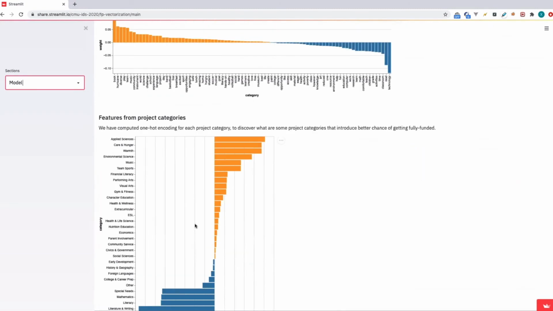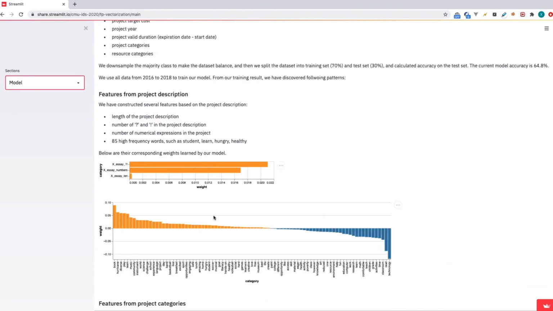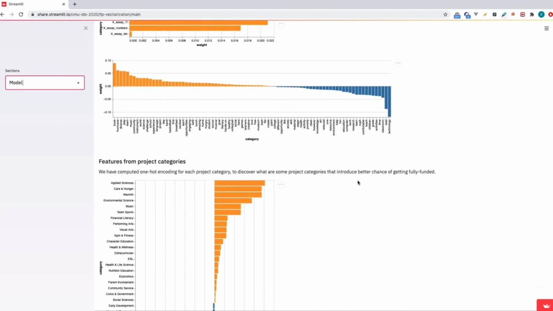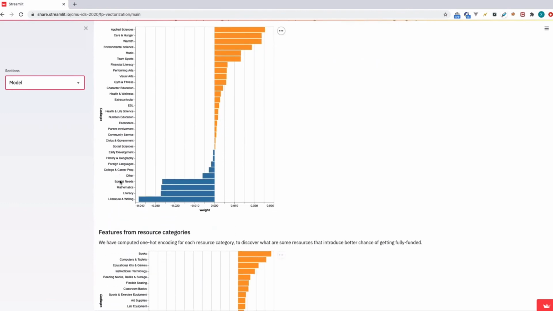So another part of our project is to build a model using logistic regression and back and forth to predict whether a project can get fully funded or not. On this page, we show how our model makes the prediction and allow users to input their own project description to get the result. So here we first visualize the weights that our model assigned to each feature. And it's interesting that our model generally thinks that features related to music and team sports will contribute positively to the fully funded rate.